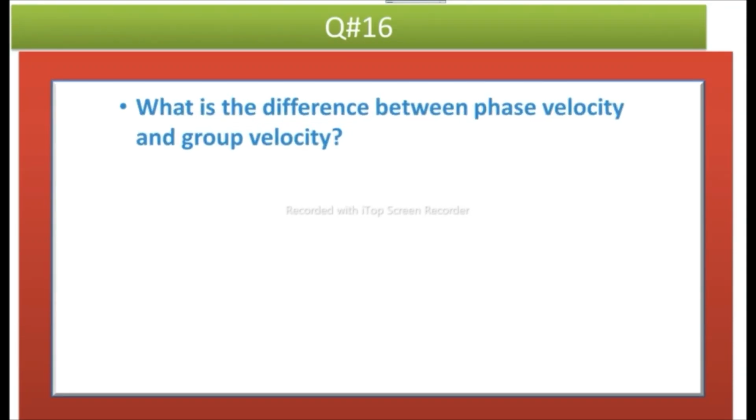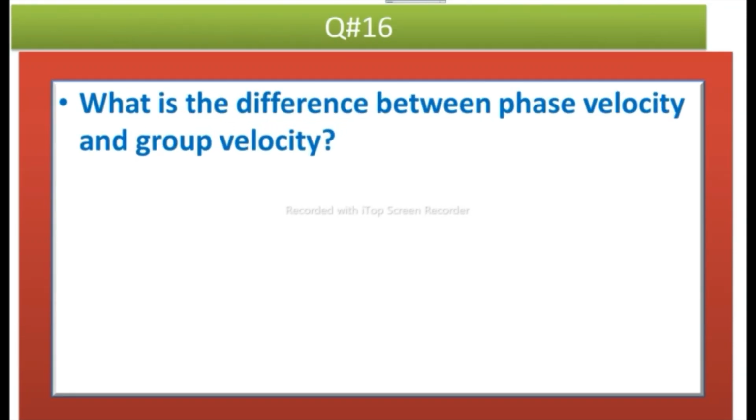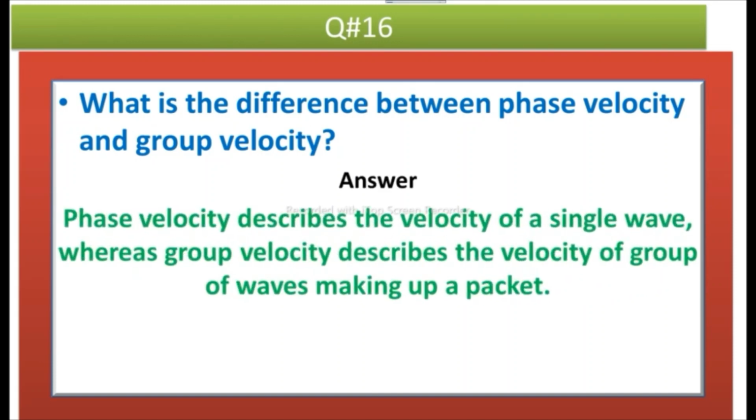And the next question is, what is the difference between phase velocity and group velocity? Answer is, phase velocity describes the velocity of a single wave, whereas group velocity describes the velocity of group of waves making up a packet.